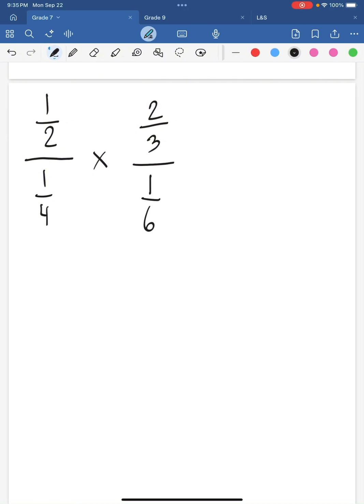Now let's have an example here of complex fractions involving both multiplication and division of fractions. So let's have 1/2 divided by 1/4 times 2 over 3 over 1 over 6. Now let's categorize the numbers first as easy as we can.